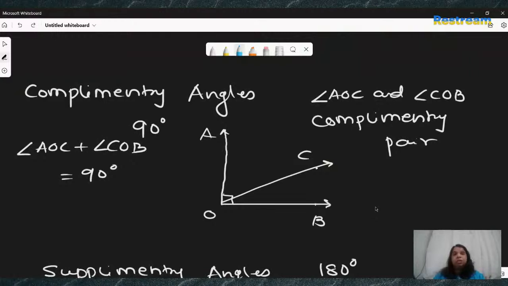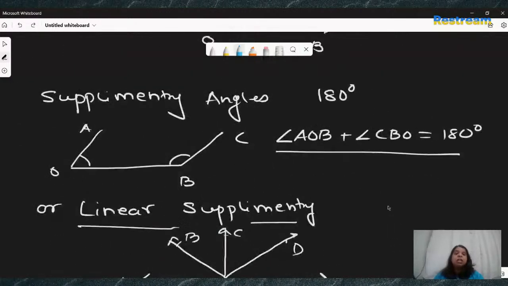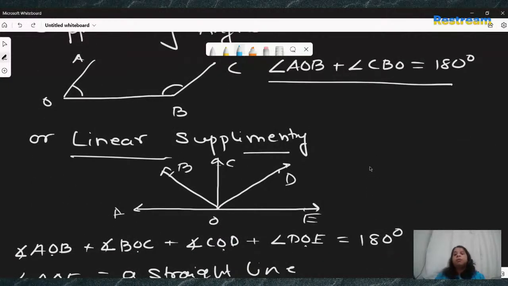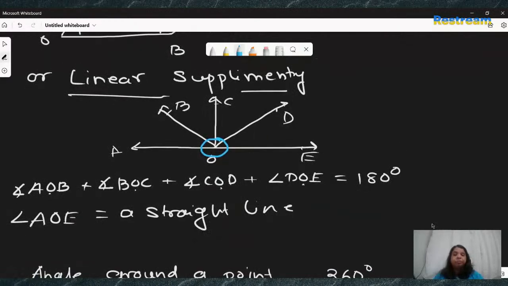Complementary angles means when two or more angles add up to a total of 90 degrees, then they are called complementary angles. After that, we had supplementary angles. Supplementary angles is when two or more angles add up to 180 degrees. Then there is a subtype of supplementary angles which is called linear supplementary angles. In linear supplementary angles, all angles need to start at the same point and they need to lie on a straight line. So when all these angles add up to 180 degrees, they are called linear supplementary angles.